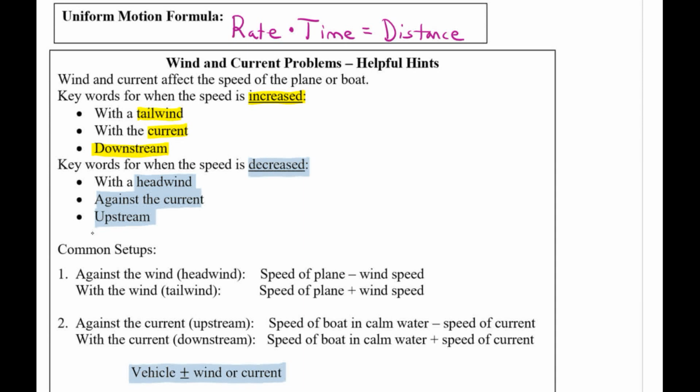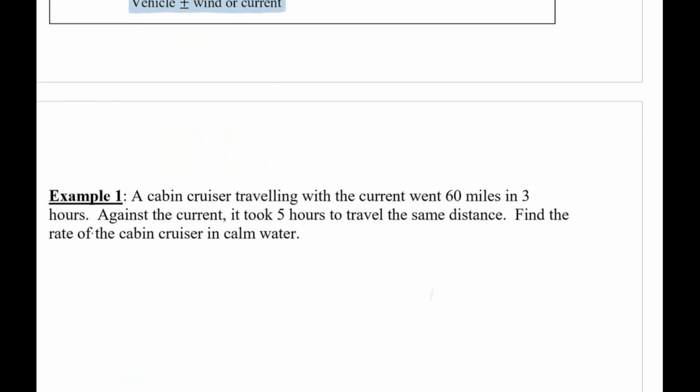So again, if we're against in number 1, in an airplane, we would call that a headwind, and we would subtract the wind. With the wind is called a tailwind, and we would add the wind speed. And then if we have a boat problem, against the current or going upstream, we're subtracting, and with the current or downstream, we're adding. All right, so let's jump into our first problem.